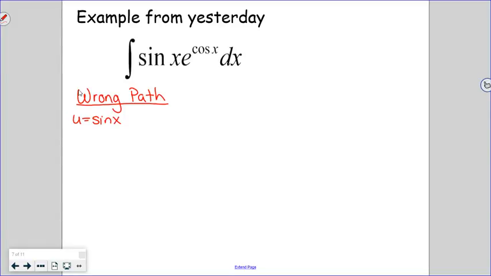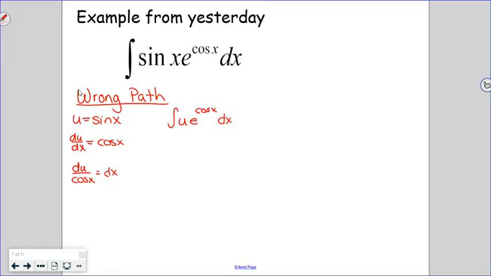It's a basic function that I know the derivative of. That's one of the things that we want to know, is that I can take the derivative of u. So as I'm doing this wrong path here, my problem would now look like u times e to the cosine x dx. Our steps from yesterday told us, now find du dx and solve for dx. Well, the derivative of sine is cosine. So solving this for dx, we would get that dx equals du over cosine x.